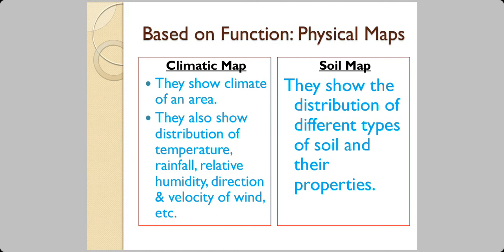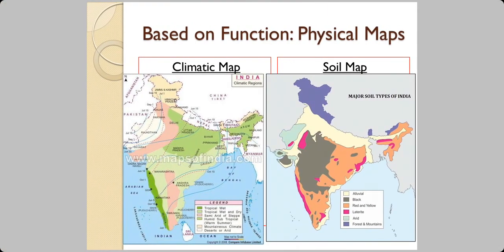The climatic map shows the climate of an area, and they show the distribution of the elements of weather and climate, that is temperature, rainfall, humidity, wind direction, velocity, etc. And in the soil map they show the distribution of different types of soils and their properties.